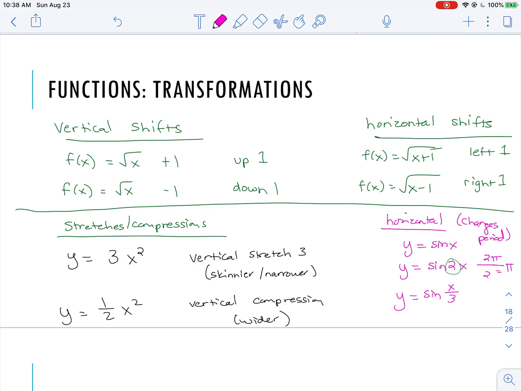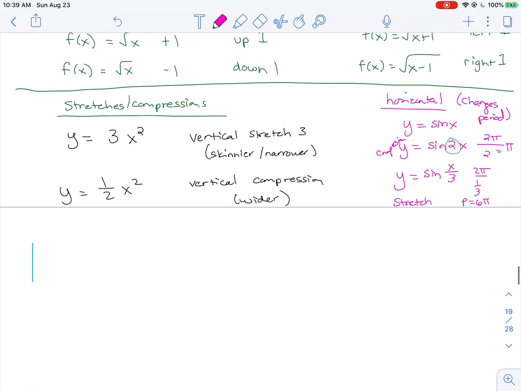Or if we had y equals sine of x over 3, notice it's inside with the x, so it's going to change it horizontally. And so it would be 2 pi over a third. So the new period would be 6 pi. That's going to be a horizontal stretch. You're stretching the slinky out. So for stretches and compressions horizontally, the easiest way to see those is with the trig functions.